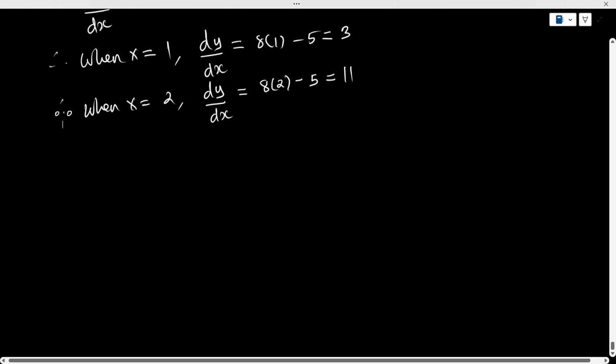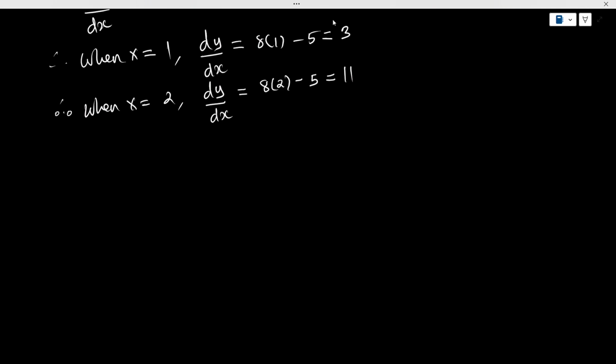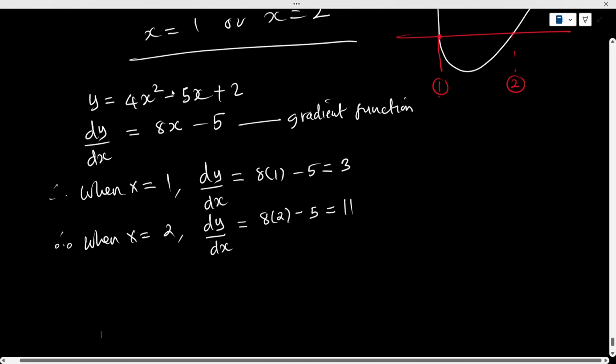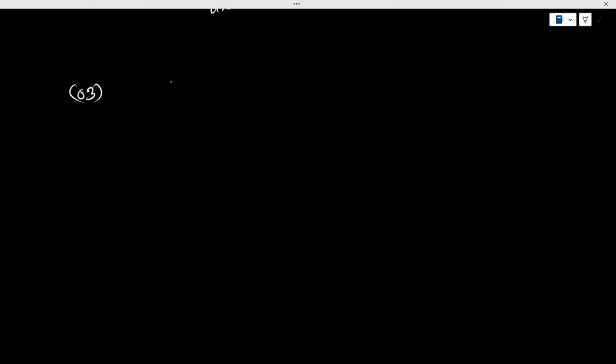Okay, I'm not going to solve more questions here. Let me solve one question here which involves some algebra. This is our example number 3.